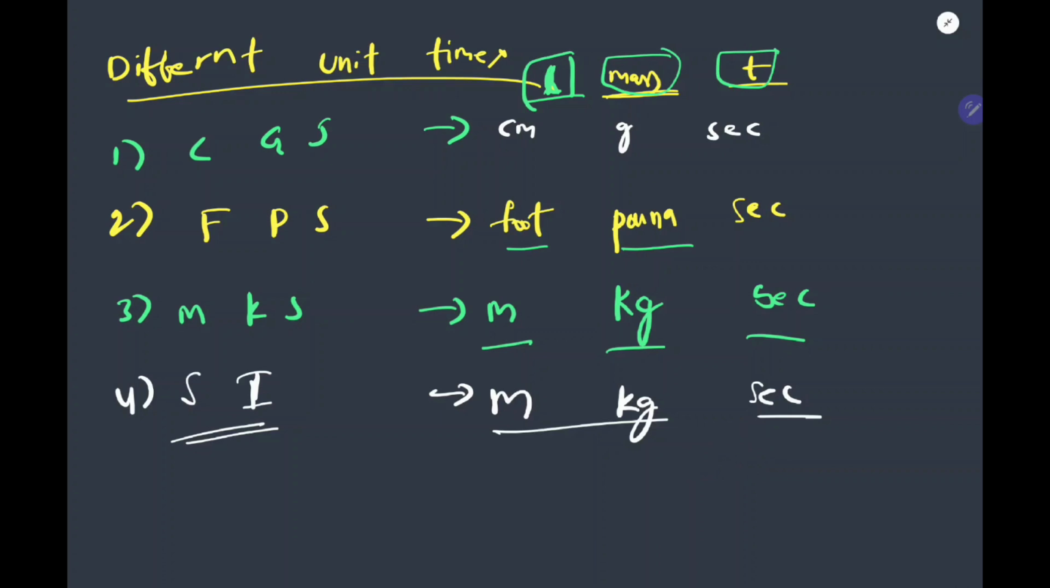The first three are completed. The fourth one is for current. So for current they use ampere.